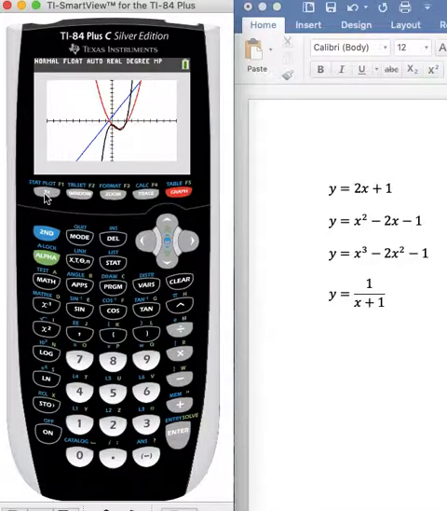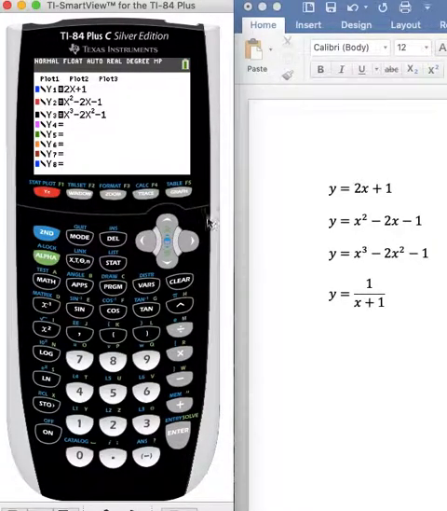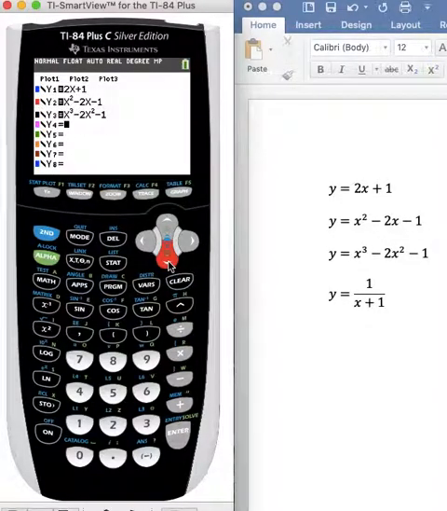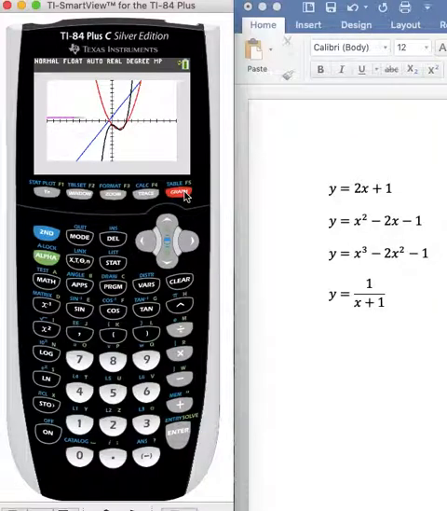Now finally, y equals 1 over x plus 1. I've included this deliberately because there's a subtlety to this. Lots of people will type 1 divided by x plus 1. The graph will come up like that, and it will be wrong.